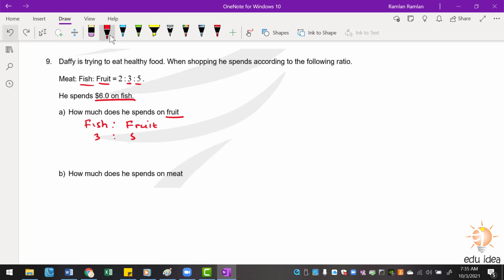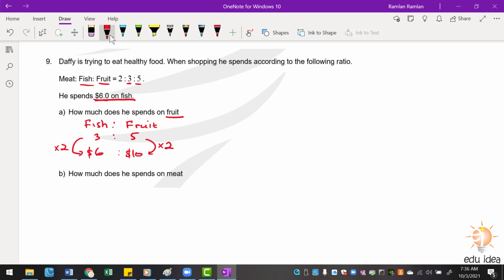Okay, so the next thing we do is to write down what we know. We know that the $6 here is the fish, so we can write down $6 below the fish. And as we know, we can multiply 3 by 2 to get 6, right? Which means we can do the same thing over here, and we get this number over here.